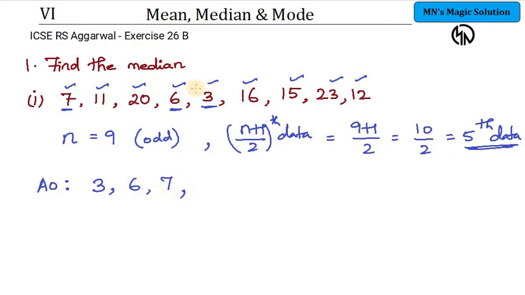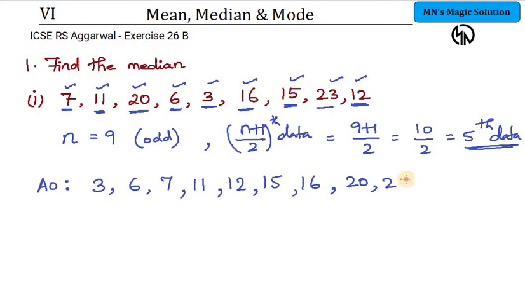Next, let us think about the tens place digits. Here we have 11, 16, 15 and 12. Which is the least of all? 11, then 12, then 15 and then 16. So totally 4 datas are in the tens range. Next, the 20s. How many datas are there in the 20s range? 20 and 23. The least of them is 20 and then you write 23.